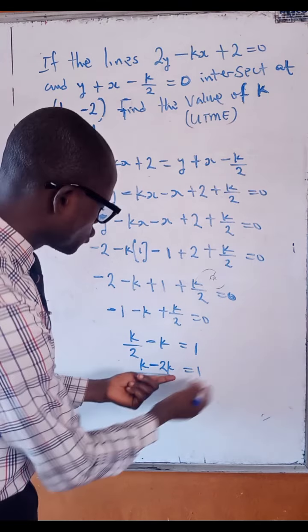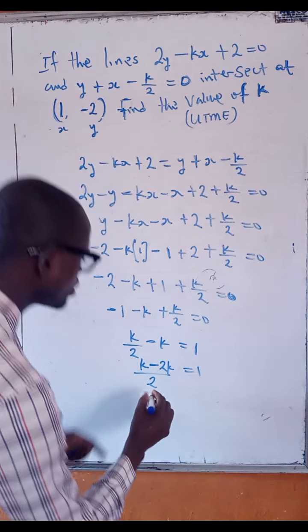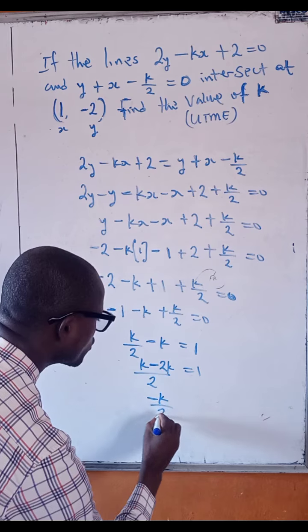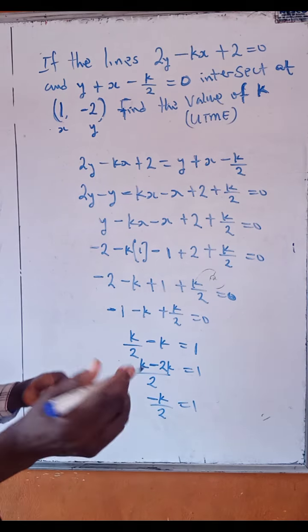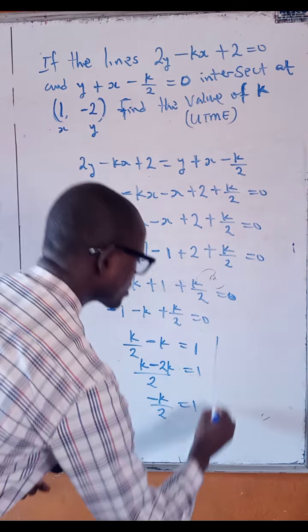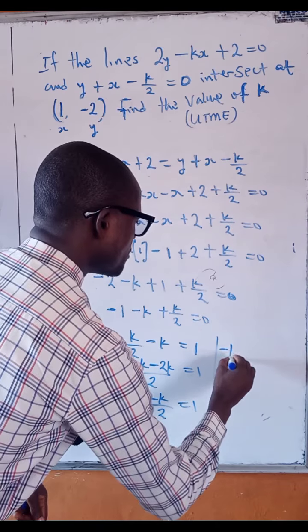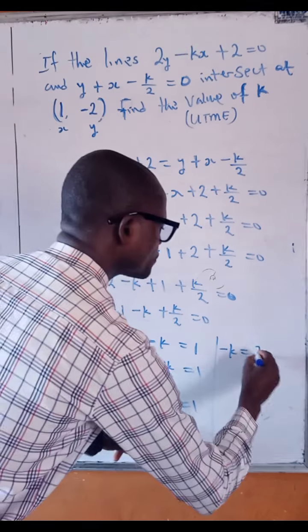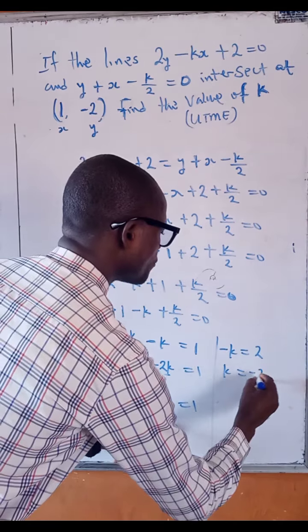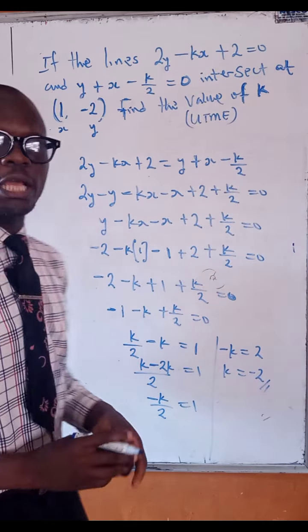So the next thing we are going to do is this, and this will give us minus k over 2, which is equal to 1. And from there, we can cross multiply. Let's continue from here. So that minus k will be equal to 2. Therefore, our k equals minus 2. That brings us to the end of that.